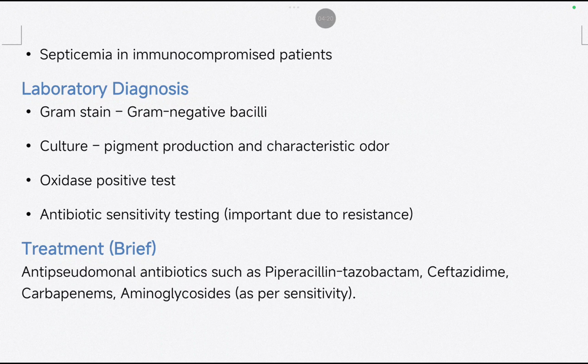What is the laboratory diagnosis? Gram stain you will do. You will find gram-negative bacilli. Culture we already understood in detail. It will give pigment production, pyocyanin, and a characteristic odor. What was the odor? Fruity, grape-like. It will be oxidase positive, and we do antibiotic sensitivity testing as we want to assess which antibiotics we need to give to the patient.